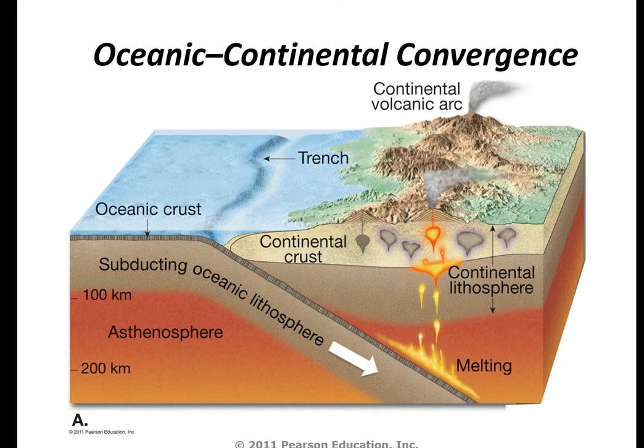So here's the 45-degree angle. The thicker, denser oceanic crust goes into the earth, and melting occurs, and you get these continental volcanic arcs that form. Now, the place where the 2 land masses combine and start to go underneath each other, you get a trench right there in the ocean.